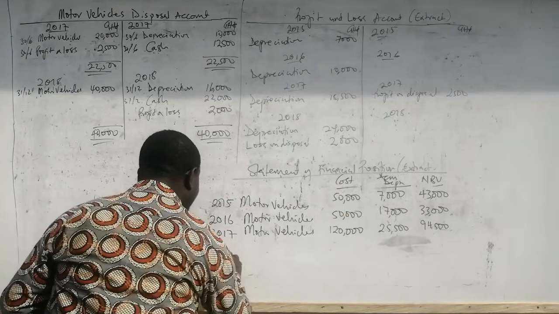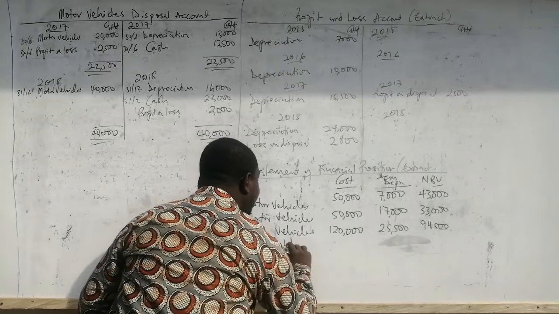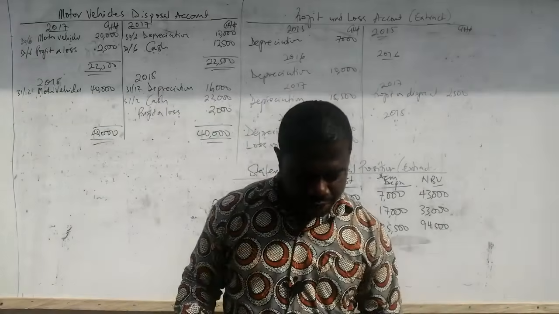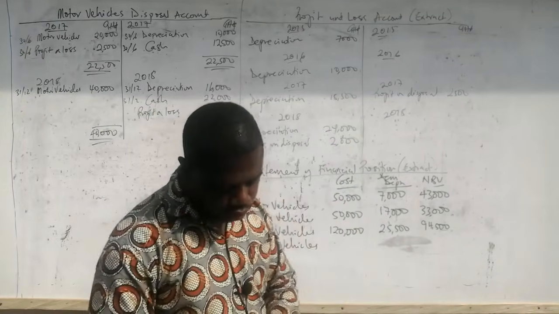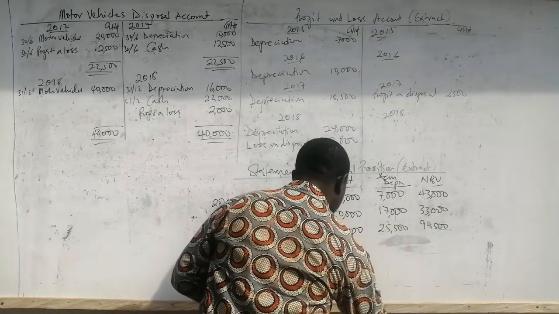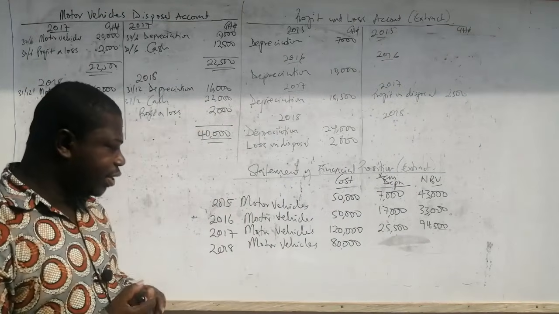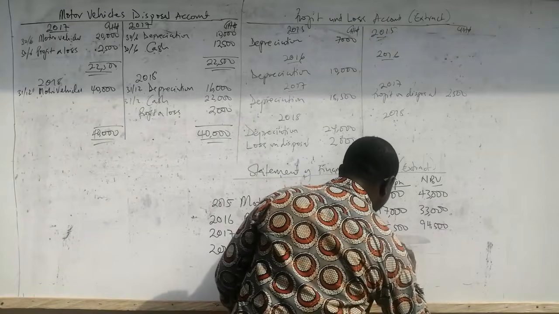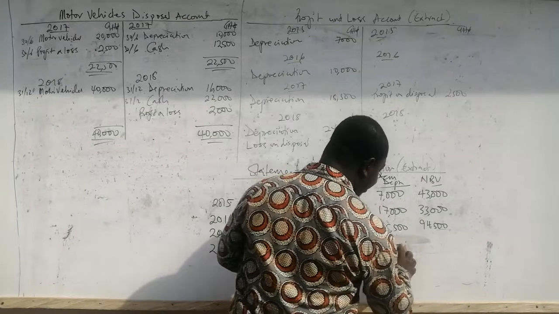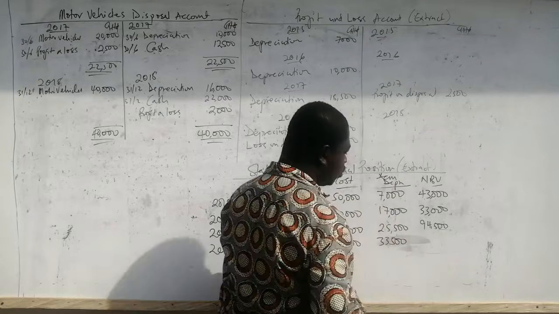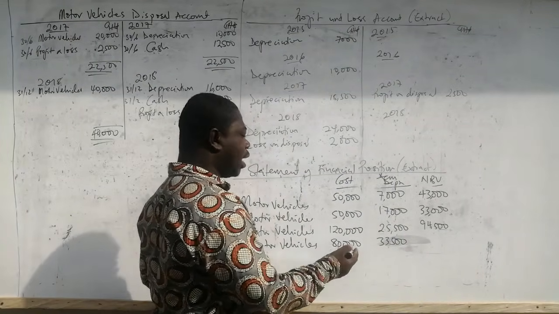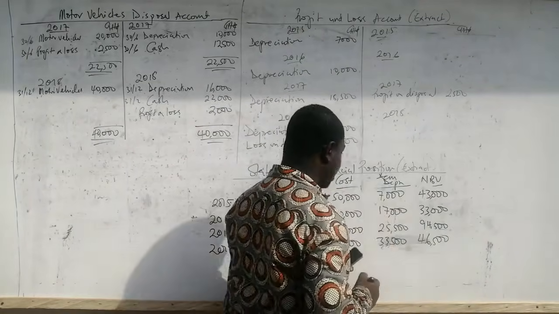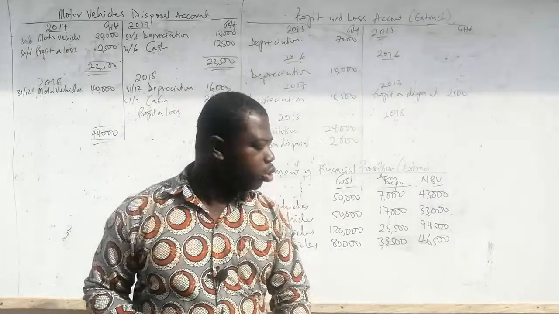And then finally in 2018, for motor vehicles, the balance carried down for the assets account in 2018 was 80,000. And then the balance carried down for the provision for depreciation account in 2018 was 33,000. Sorry, it was 33,500. And so if you subtract 33,500 from 80,000, you are going to get 46,500. And that is going to be your net book value for 2018.